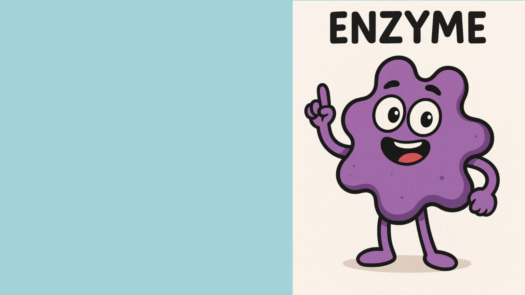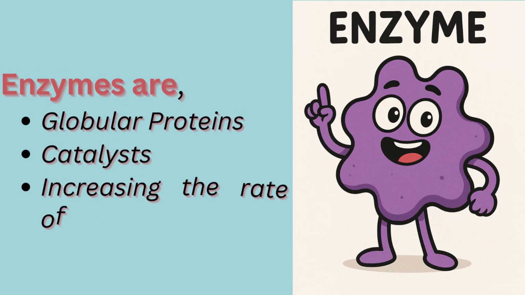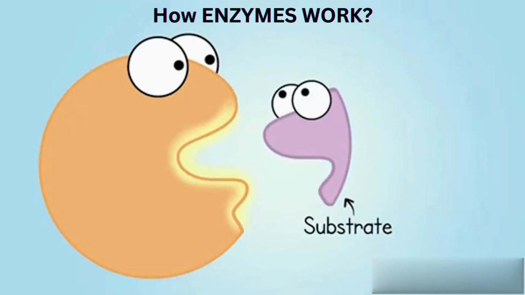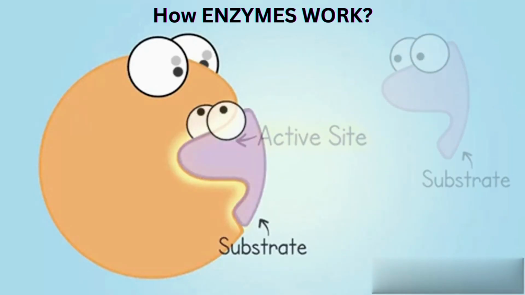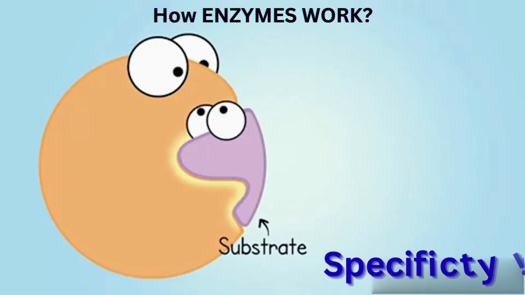This is exactly what an enzyme does in your body. It's a biological catalyst that dramatically speeds up essential chemical reactions, making life possible. Every enzyme has a special region called the active site. Its unique shape means it only fits one, or a few, specific partner molecules, called substrates.